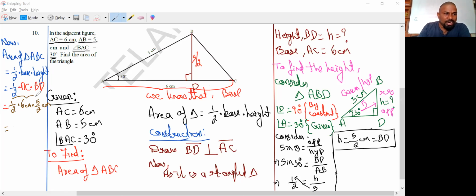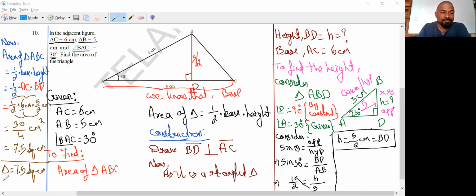Now let us simplify that one. If you multiply 1 into 6 into 5, it is 30, divided by 4. Centimeter into centimeter is centimeter square. Now 30/4 is nothing but 7.5, and we can write centimeter square as square centimeter. So the area we are getting is 7.5 square centimeters. Right? So guys, this is how we are finding the area of the triangle.